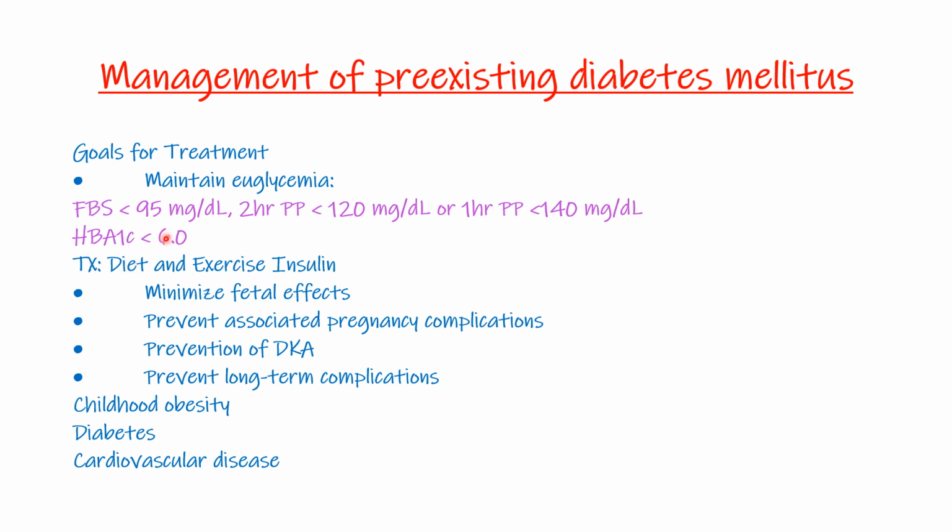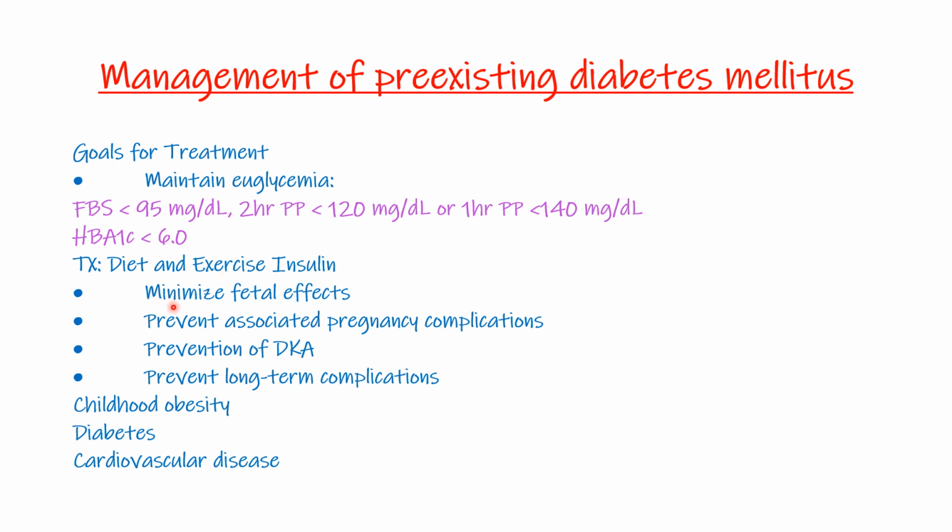So when you convert this into millimoles per liter, this will be less than 5, this will be less than 6, and this will be less than 7.8, and this is 6%. So how are you going to achieve your glycemic control? You're going to achieve it in terms of diet and exercise, and also therapy, that is mostly insulin, in addition to oral glycemic agents.